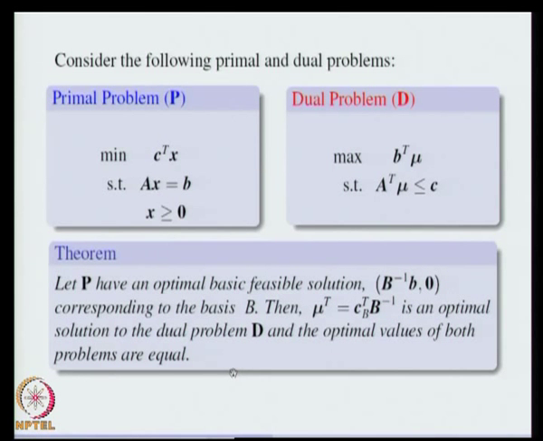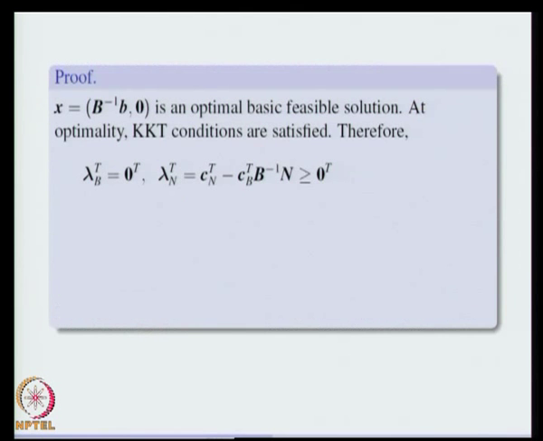Now, let us see the proof of this theorem. To see the proof, first we need to ensure that the mu obtained this way is indeed a feasible mu for the dual problem, that is A transpose mu, where mu transpose is c_B transpose B inverse, should be less than or equal to c. So, that is the first part, and then in the second part we show that if we use this mu, then b transpose mu will be equal to c transpose x at optimality. So, let us show that.